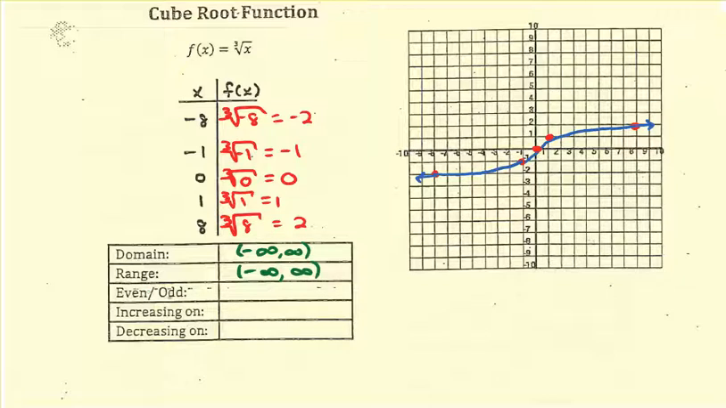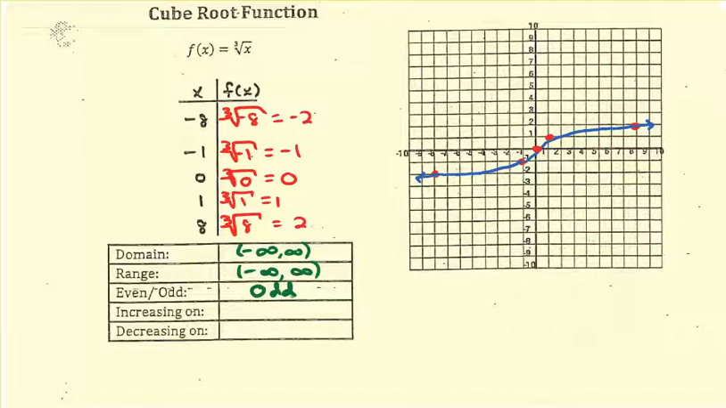For even or odd, what I want to point out is that this graph has origin symmetry. If you were to take the piece that's in quadrant 1, mirror it across the y-axis and then mirror it across the x-axis, it should line up with the piece that's in quadrant 3. And vice versa. That is, you could reflect the piece in quadrant 3 across the y-axis, then across the x-axis, and it should line up with the piece that's in quadrant 1. Because this graph has origin symmetry, this would be a function that is odd. All odd functions have origin symmetry.